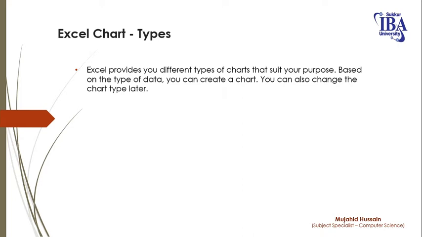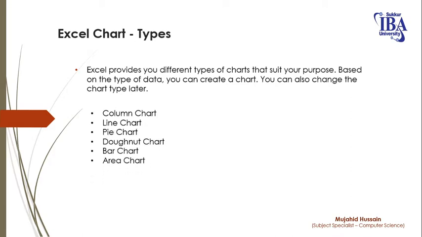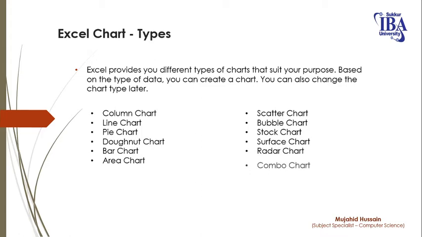So Excel offers these following major chart types: column chart, line chart, pie chart, dot chart, bar chart, area chart, scatter chart, which is also known as an XY chart, bubble chart, stock chart, surface chart, radar chart, and combo chart. These are the different main chart types which are provided by MS Excel.